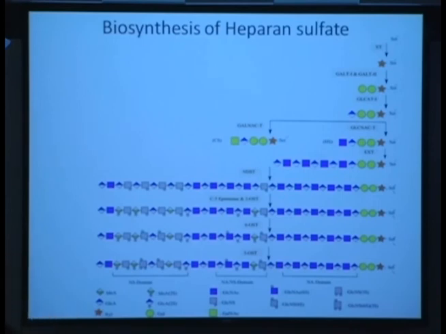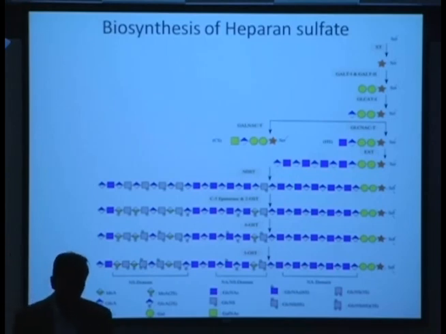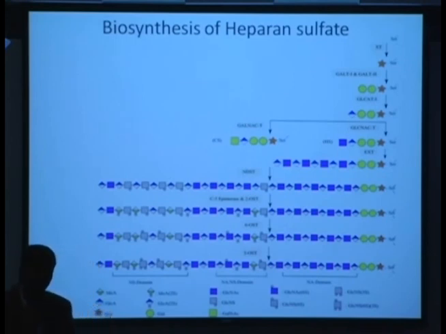Back to your slide on the heparin, the NS and NA domains, do you see any kind of pattern as a function of chain length? How do they repeat, the NA and the NS? Is it like 10 disaccharides or 20, does it depend on the chain length?